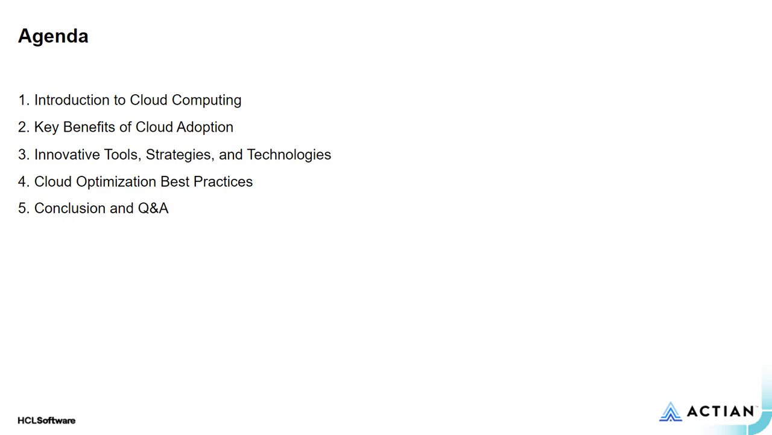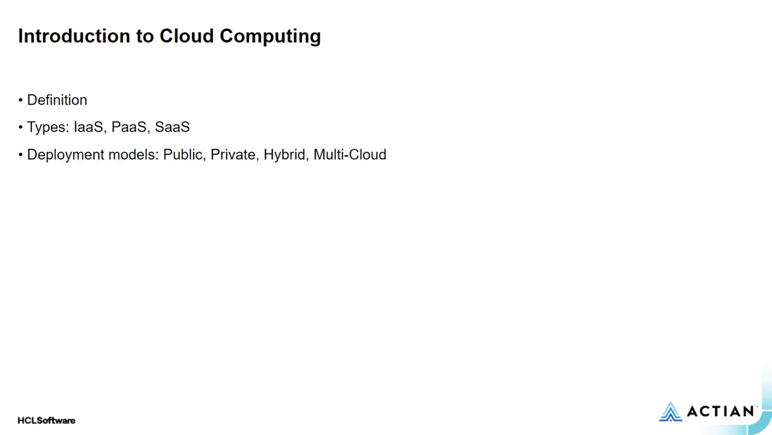Cloud computing refers to the on-demand delivery of computing resources over the internet. These resources include storage, databases, and software applications. There are three main types of cloud computing models: infrastructure as a service, platform as a service, and software as a service. In addition, there are four deployment models, which are public, private, hybrid, and multi-cloud. Each model has its own unique advantages depending on your organization's specific needs.